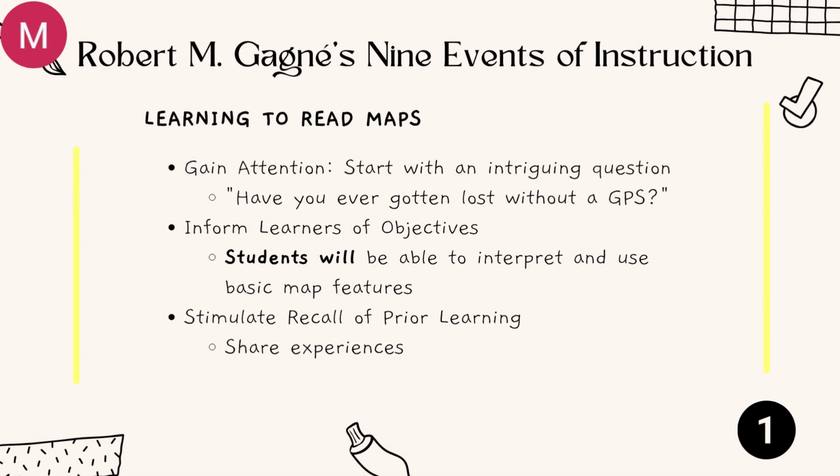Next, informing learners of the objectives. I will explain that by the end of the lesson, they will be able to interpret and use basic map features like legends, scales, and compass directions. Third is to recall that prior learning, asking students to share any experiences they have navigating unfamiliar places and connect anything from their past to the new learning.